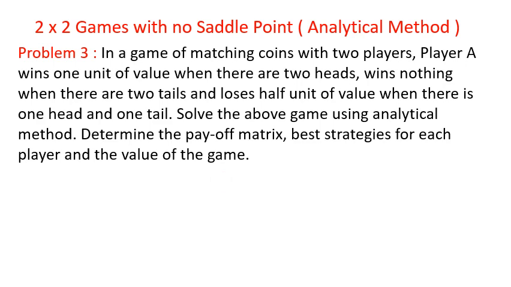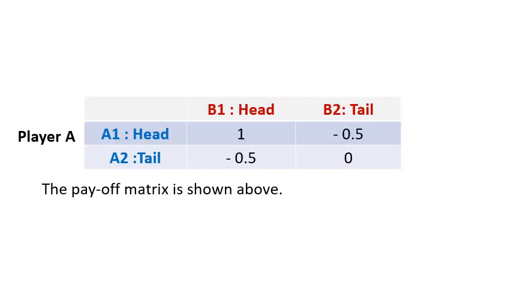So what will be the payoff matrix? Your payoff matrix will look like this. You can see here A1, that is player A. If his or her coin falls as head and B's coin also falls as head, then there will be two heads. A wins 1 unit. Similarly, if A's coin falls as head and B's coin falls as tail, then there will be one head and one tail. A loses half unit, that is minus 0.5, because he loses half unit.